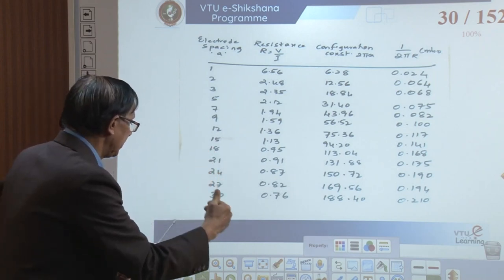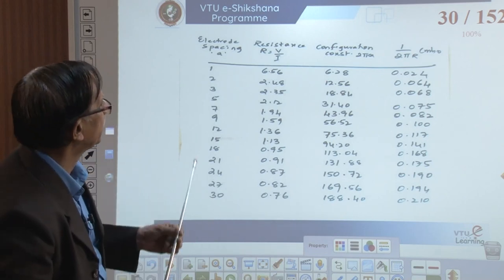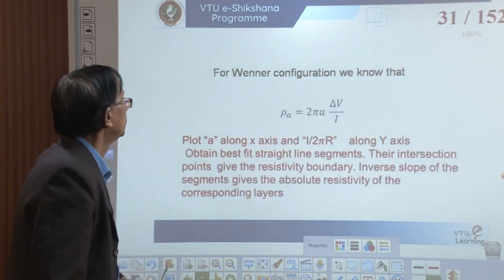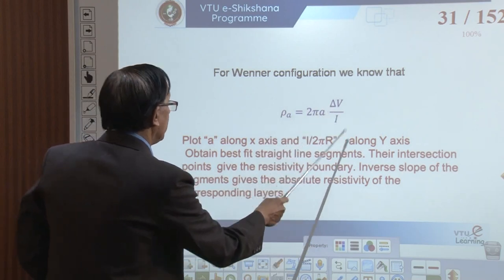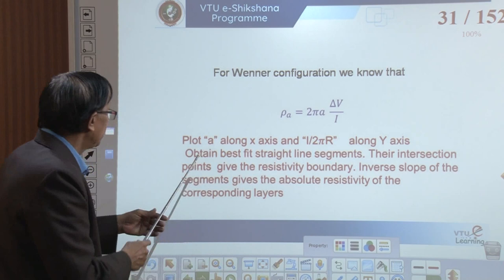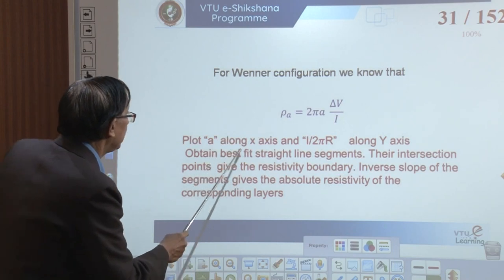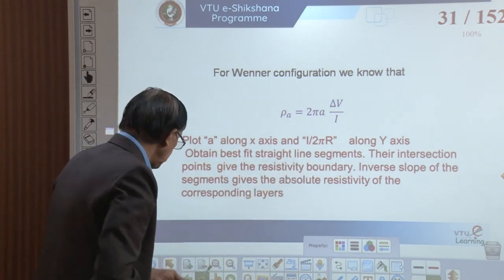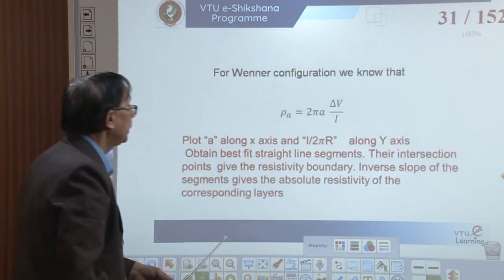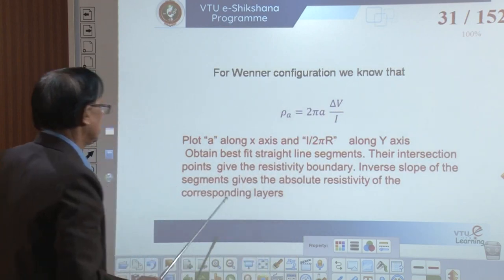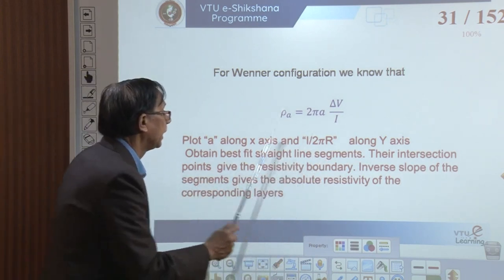Now, using this data, we will try to understand the subsurface geological condition. For the Wenner configuration, we know rho alpha equals 2 pi A into V upon I. Now, we plot the distance A along the X axis and 2 pi R along the Y axis. Then obtain the best fit straight line.